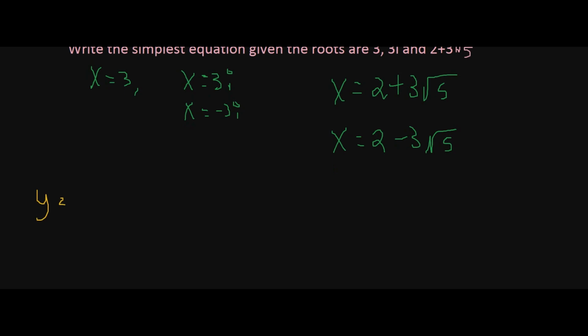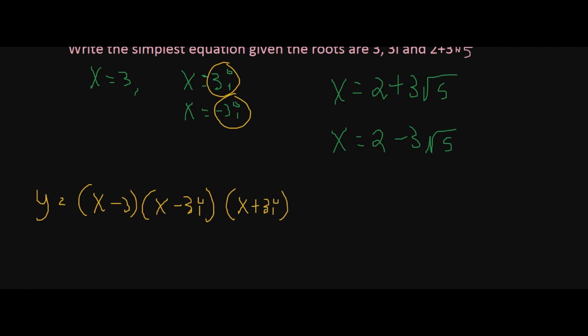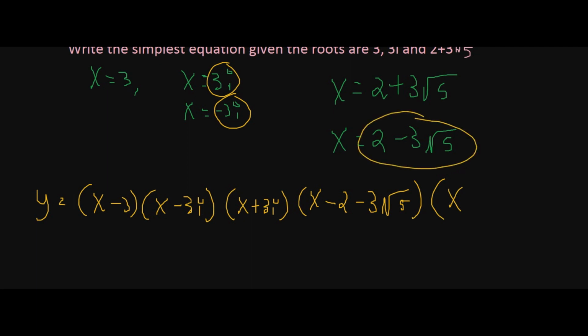So we're going to get y is equal to x minus 3. This is positive 3i, so we get x minus 3i. Over here, this is -3i, so it's going to be x plus 3i. Now we do the same thing over here. This is positive 2, so we're going to get x minus 2. This is positive 3 square root of 5, so we get minus 3 square root of 5. And then over here we get x minus 2, and since this is negative 3 square root of 5, we get plus 3 square root of 5.